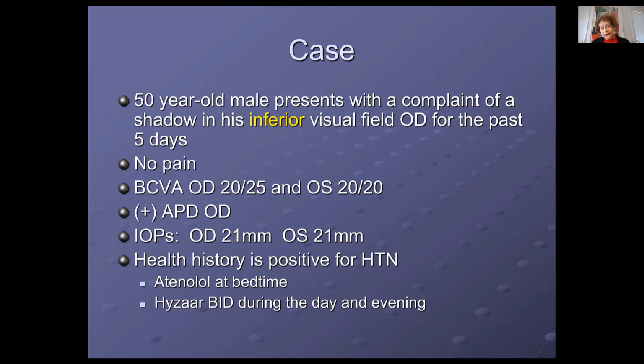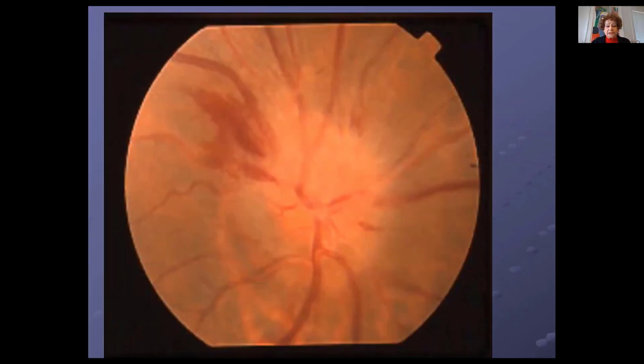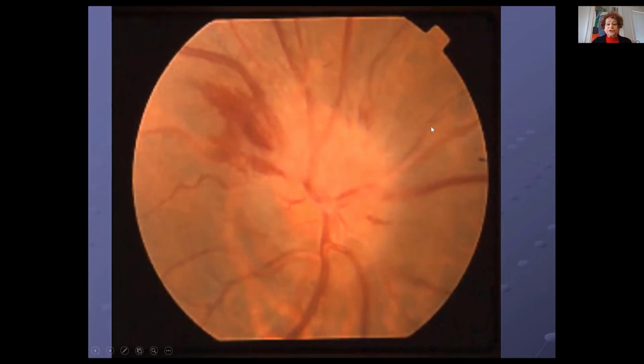His health history was noted for high blood pressure. He was taking atenolol at bedtime and Hyzaar twice a day. So when you look at his optic disc, you can see that his optic nerve head is swollen in that right eye. And not only is it swollen, but he's got all of these disc hemorrhages that are coming off the nerve. And obviously these are not Drance hemorrhages because you have a swollen nerve to go along with these hemorrhages, mostly in the superior portion of his nerve, although there was a little hemorrhage over here as well.